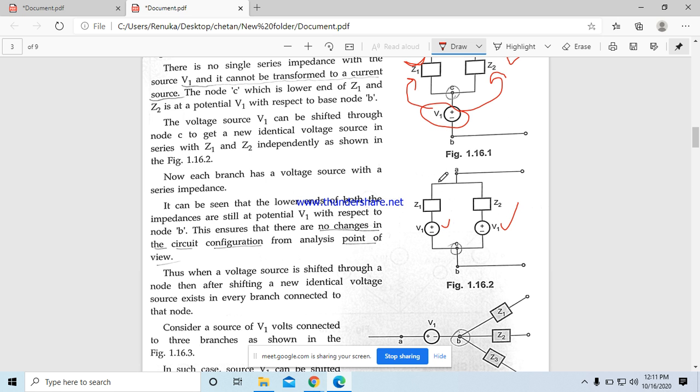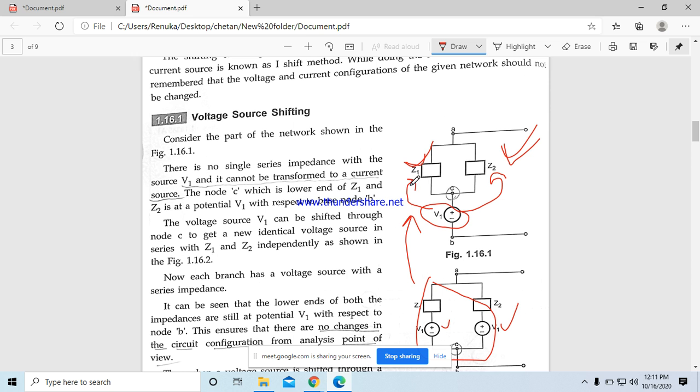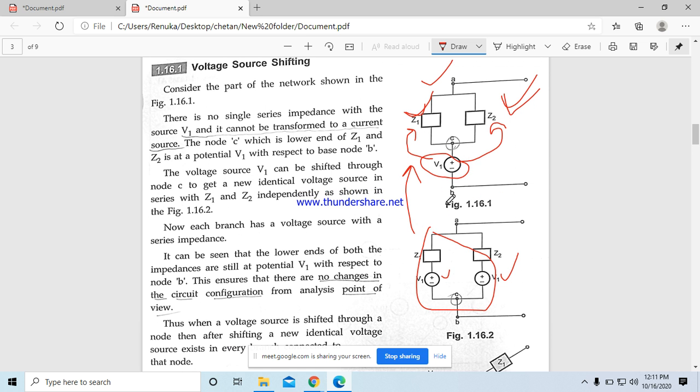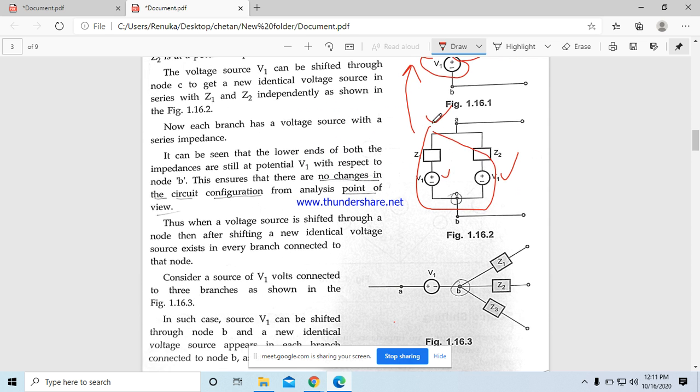This circuit is equivalent to this circuit. These two are one and the same. Whatever the effect this circuit does, that same effect you can observe in this circuit also. So here you have done the voltage shifting. You have done shifting of V1 to Z1 as well as Z2.